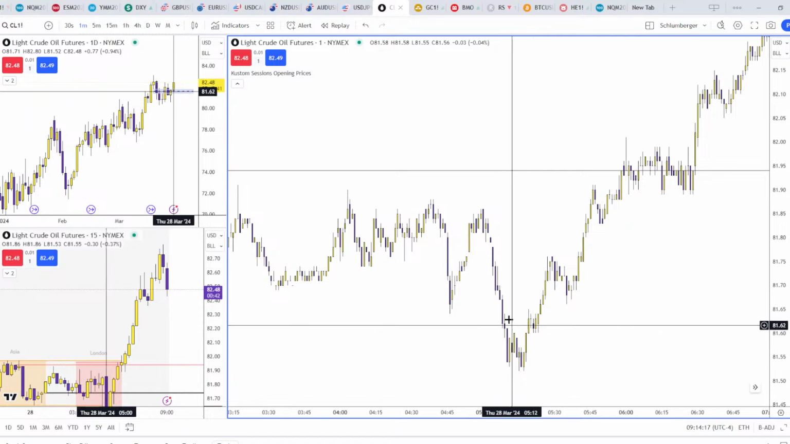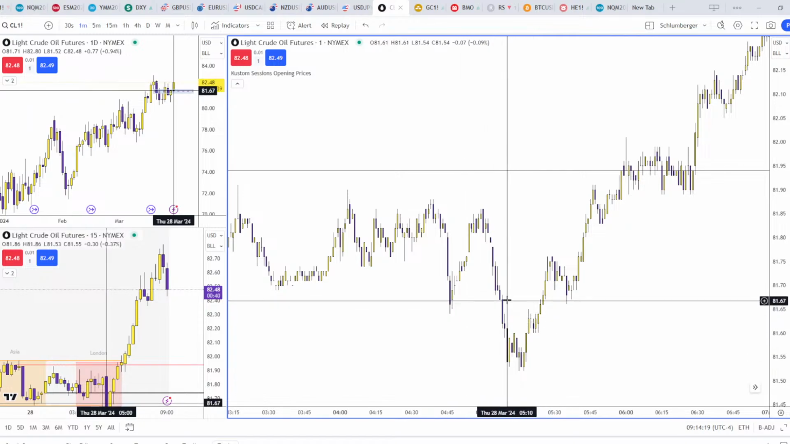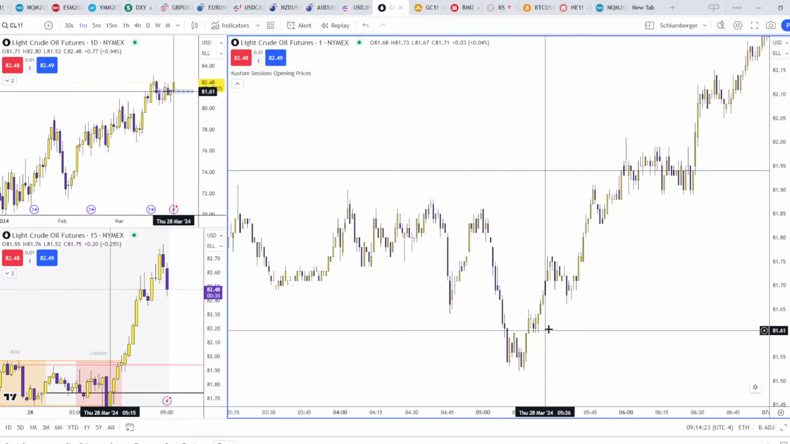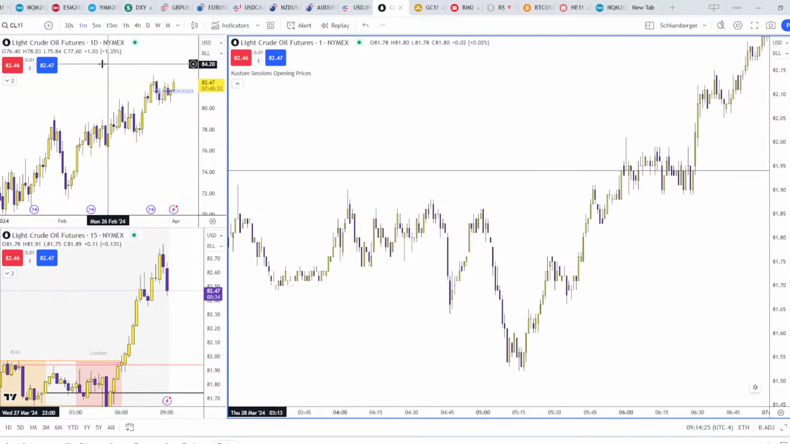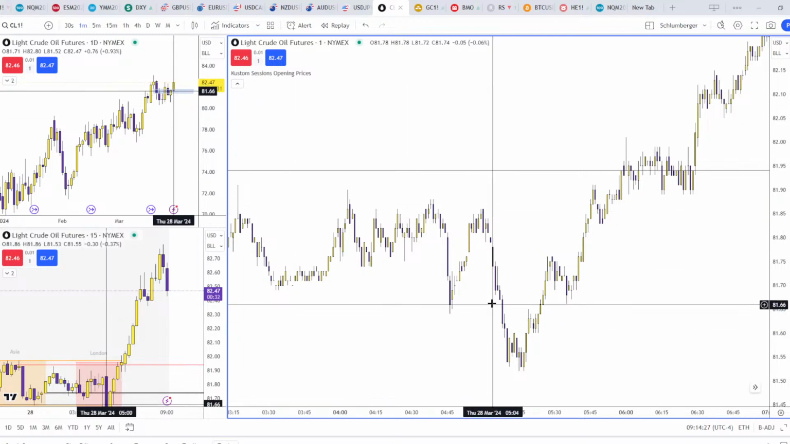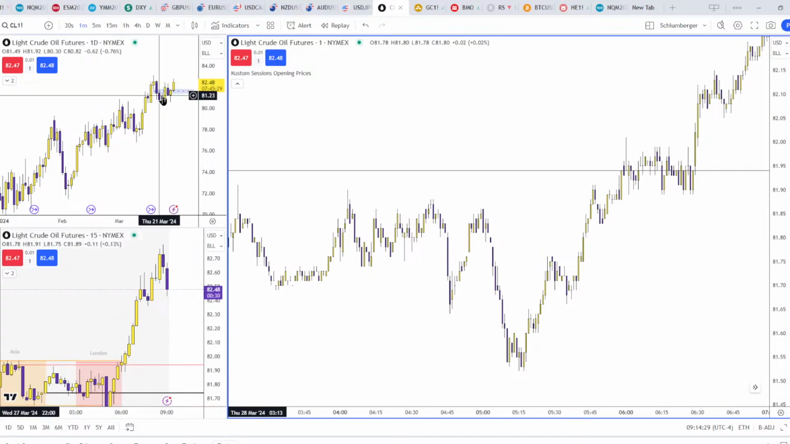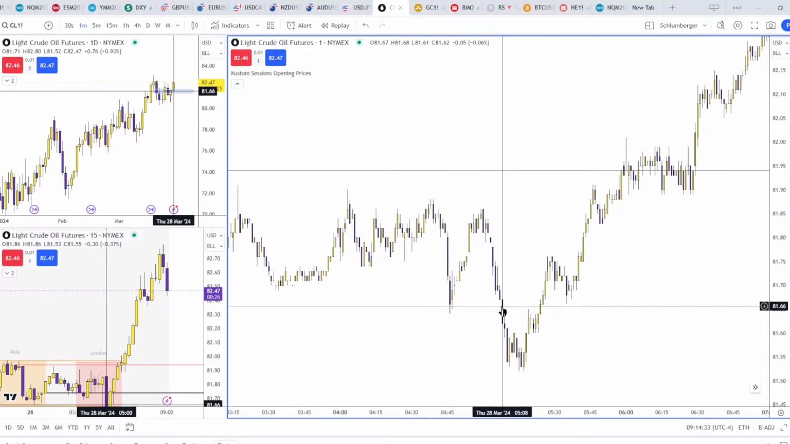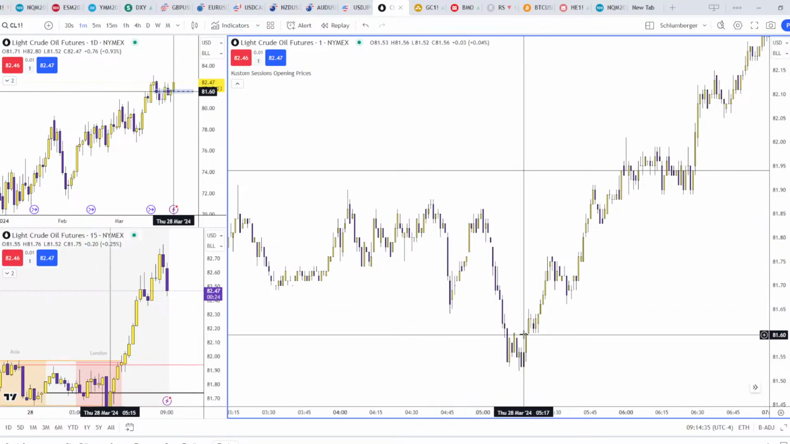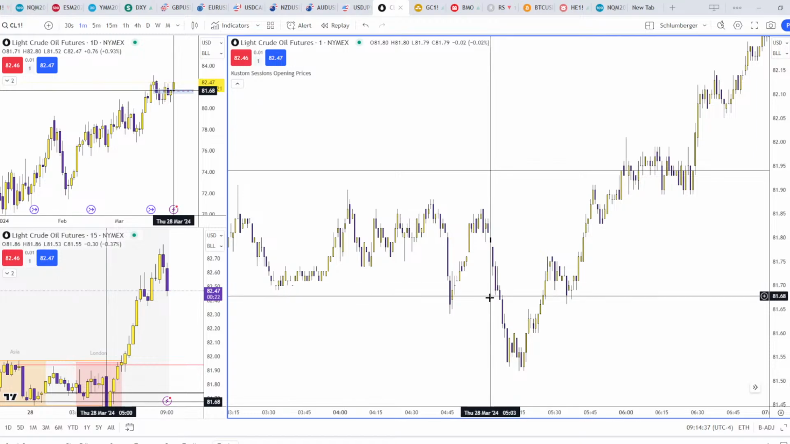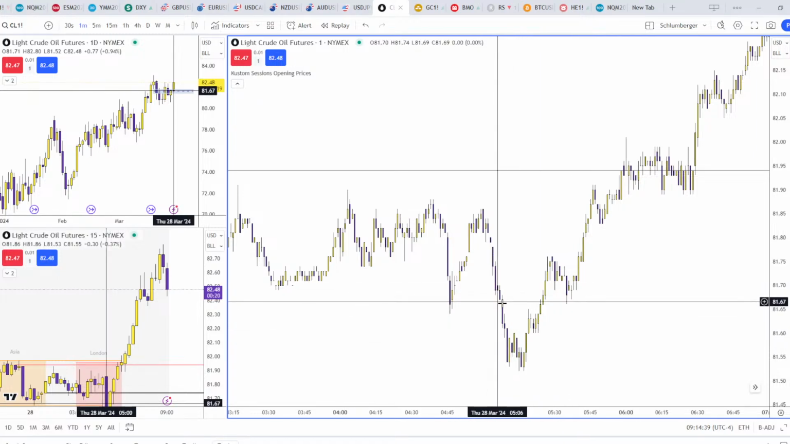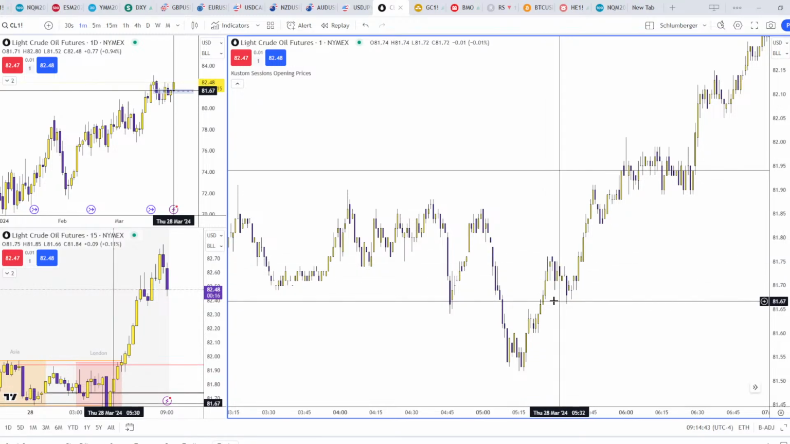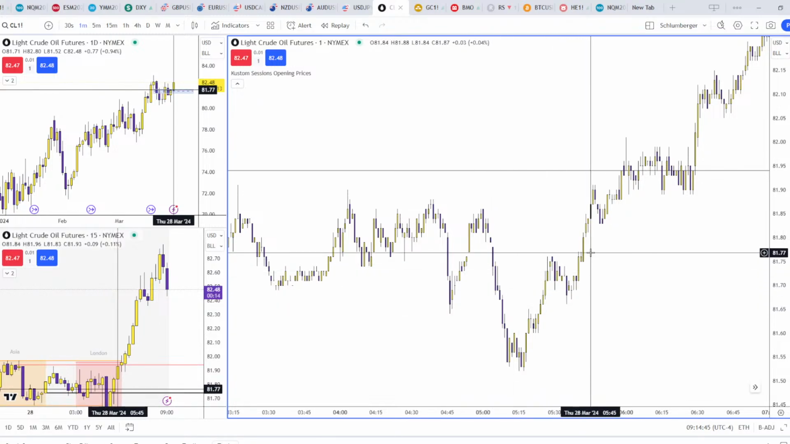So look for your setup right here. See the body, we finally have it. We swung below a low, took out that low back inside that little inversion that we looked up there on the daily. Time and price. You come back up above, you break above it, you wait for it to trade back into it. It does right here, and that's where you go long.